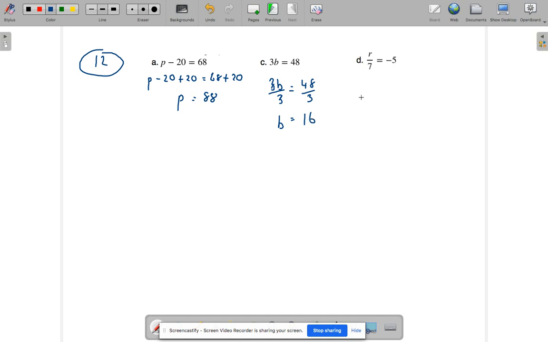Last question is question D. And here, to get r by itself, we've got to get rid of that divide 7. The opposite operation to divide 7 will be to multiply by 7. So I multiply 7 to both sides. So negative 5 times 7. What happens then is that the two 7's cancel, and I end up with r equals negative 35. So there's our first three examples.